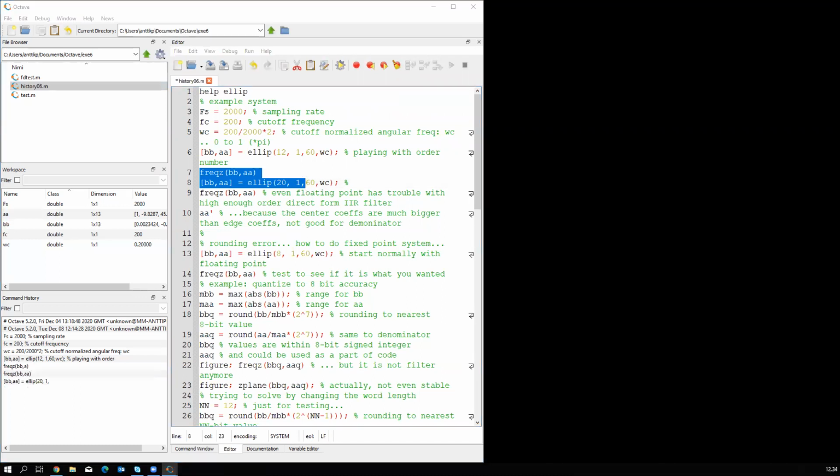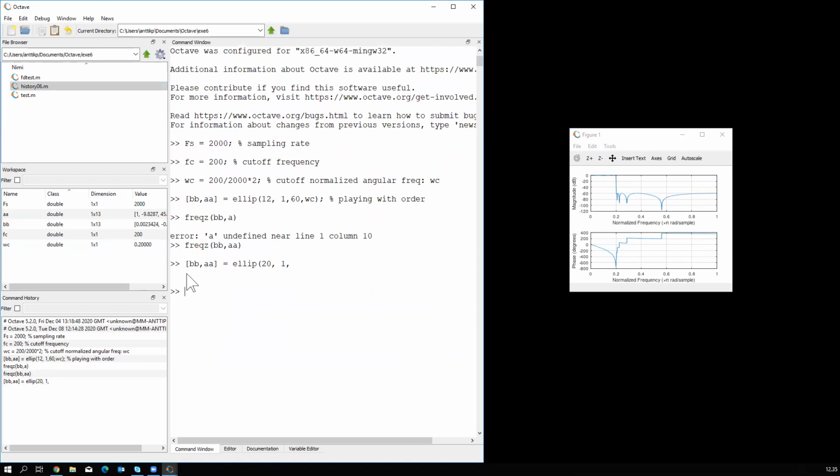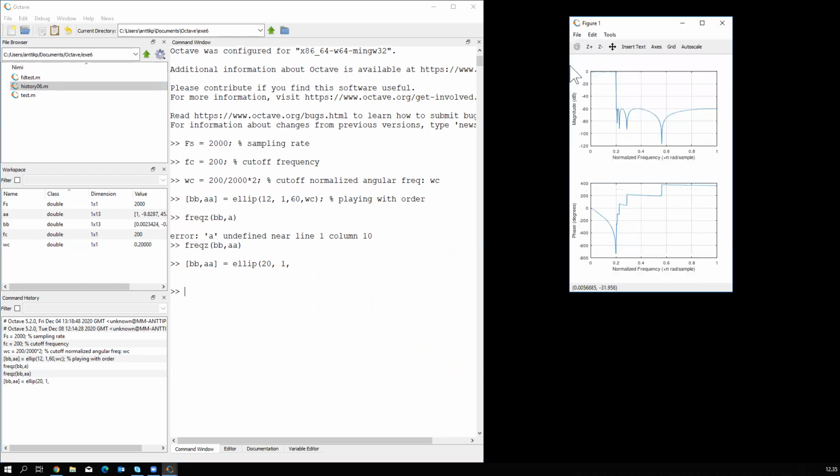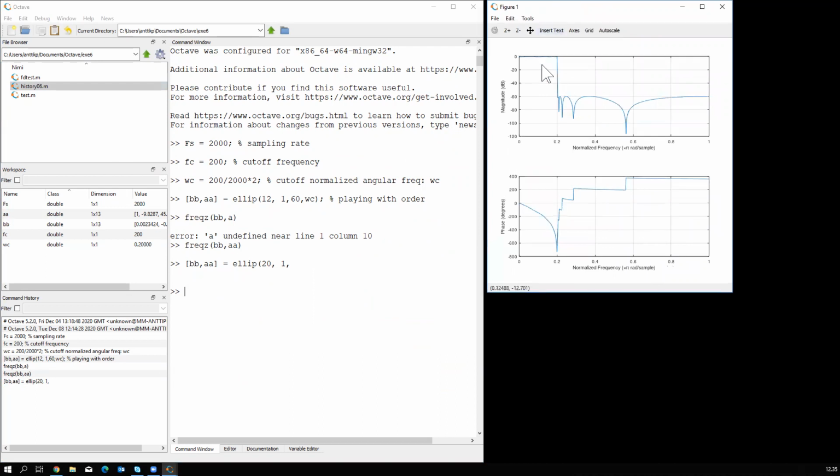Oops. Okay, and then I need to take care of that. Good. So this is my filter design: one decibel ripple, 60 decibels and 12th order, meaning this is a very steep filter.